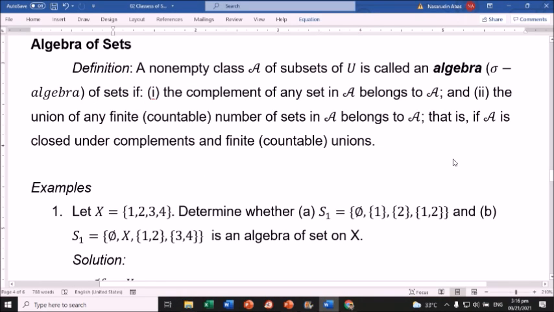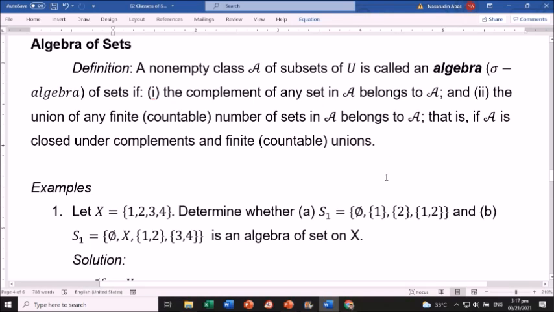Now, let's go to the algebra of sets. We have here the definition. A non-empty class A of subsets of U is called an algebra of sets if 1. The complement of any set in A belongs to A, and 2. The union of any finite or countable number of sets in A belongs to A. That is, if A is closed under complements and finite countable unions. Ibig sabihin niyan, we have to satisfy these two conditions in order for us to say that a certain class of sets is an algebra of sets.